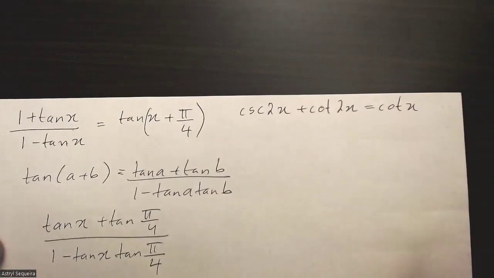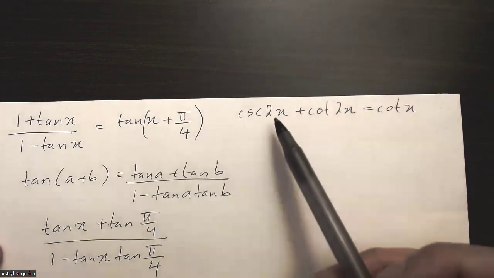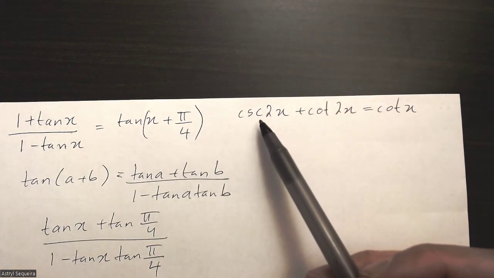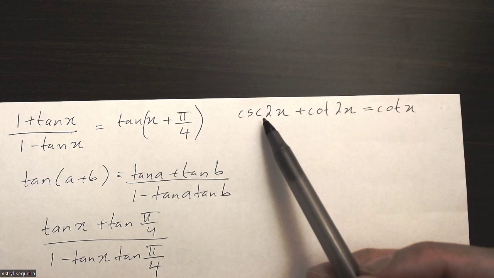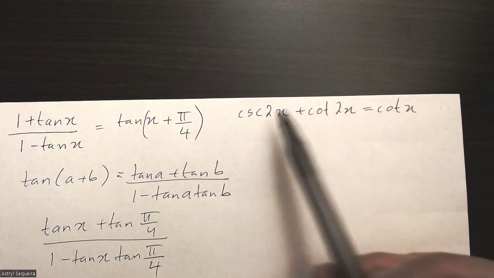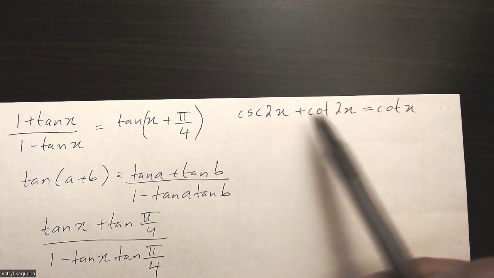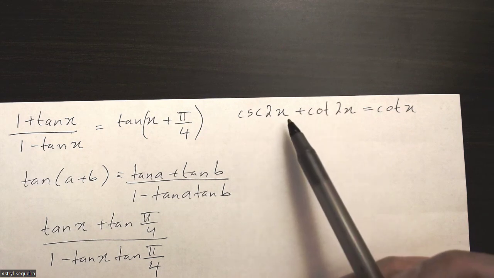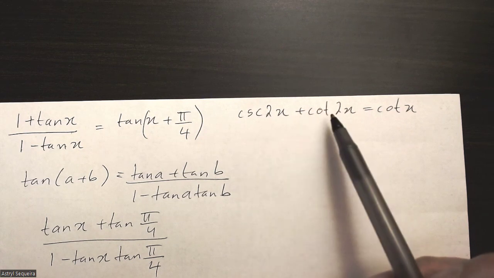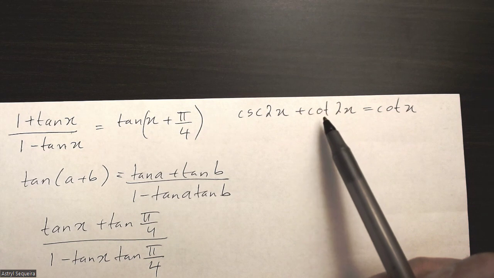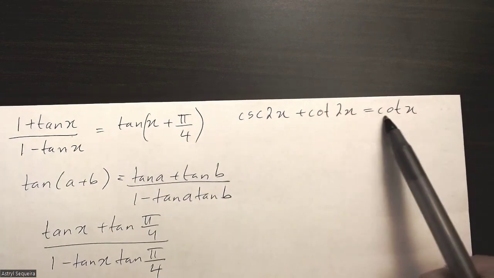Let's go to the last question over here, fourth question over here. This one again is pretty similar to the one we did earlier. So the left side is definitely more complicated. So we want to work on the left side for this one. We have cosec and we have cot, and then we want to turn it into just a regular cot.